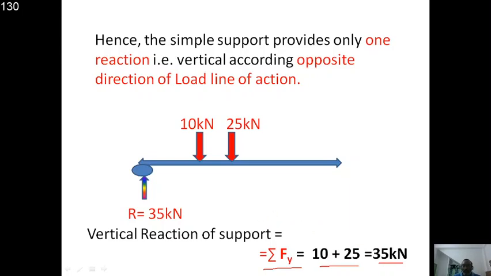Action should be equal to reaction. Hence the reaction is 35 kilonewtons in the opposite direction. These loads are acting downward, but the reaction is in the upward direction. Then only the structure will be in a stable condition.